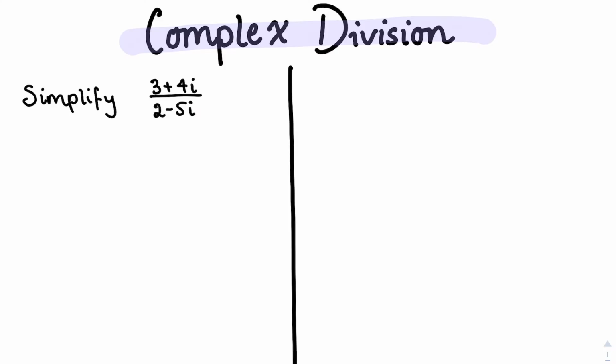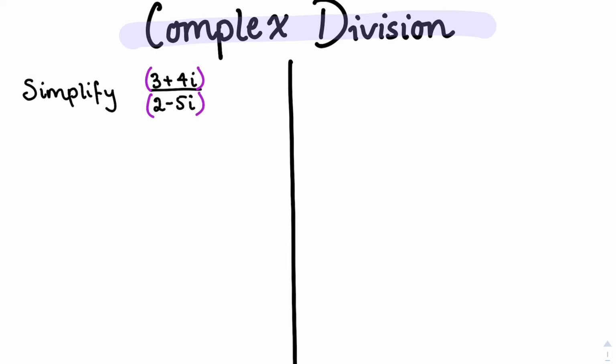Let's get learning. So let's kick things off with this example. We have 3 plus 4i being divided by 2 minus 5i. The first thing I'm going to do is put a set of parentheses around the numerator and the denominator. For us to simplify this fraction, we're going to need to multiply both the numerator and the denominator by the conjugate of the denominator. So our denominator is 2 minus 5i. The conjugate of that is 2 plus 5i.